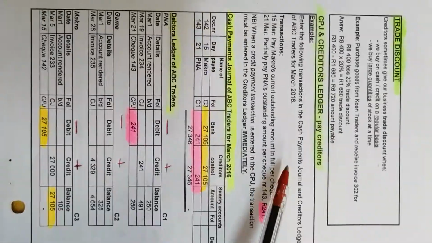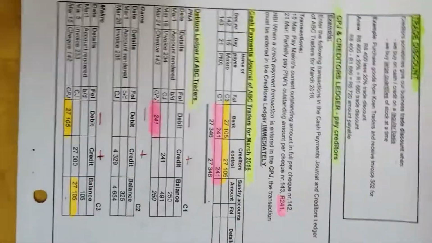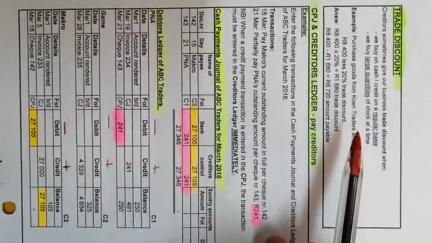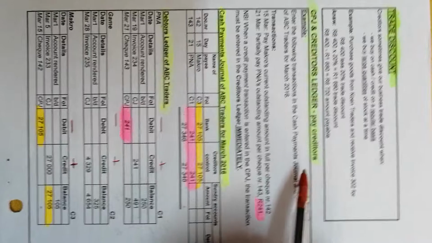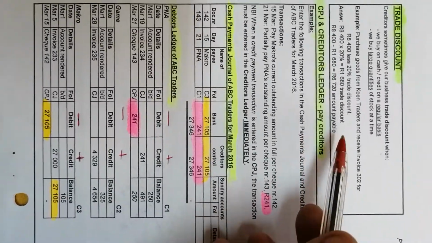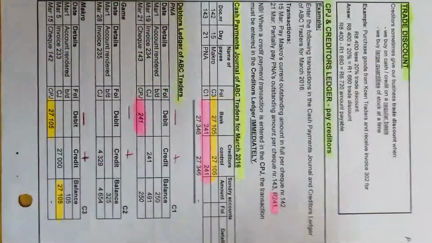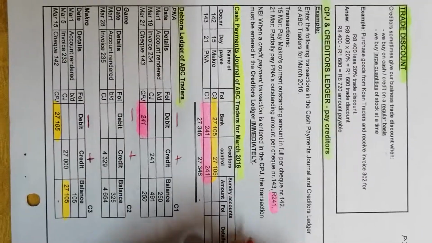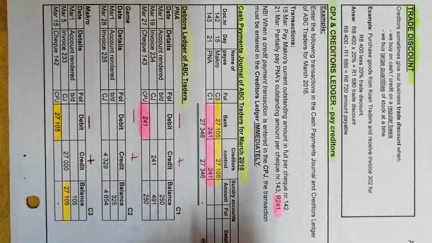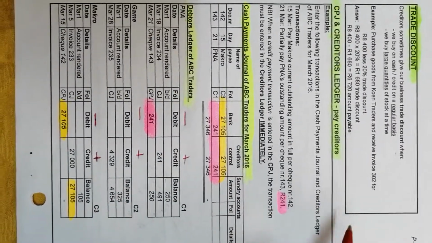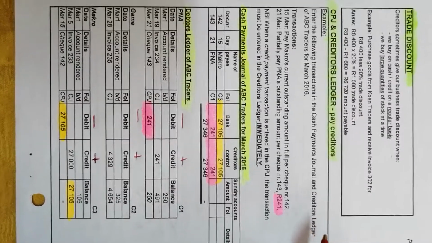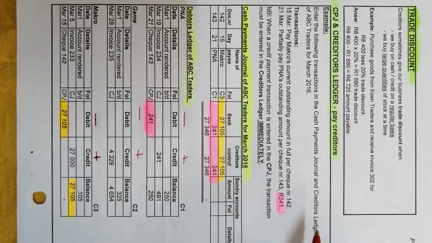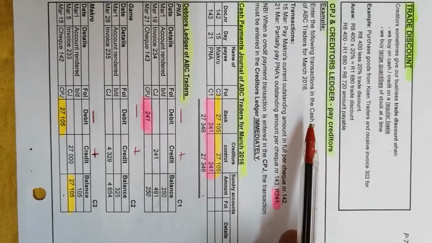Okay, that's trade discount. So next we're going to do the CPJ and the creditors ledger. We have to pay your creditors. Now remember, if you buy from your creditors, your debt increases, which is your liability. But if you pay them, your debt will decrease. Now, in this example, you'll see, enter the following transactions in the cash payments journal and creditors ledger of ABC Traders for March 2016.